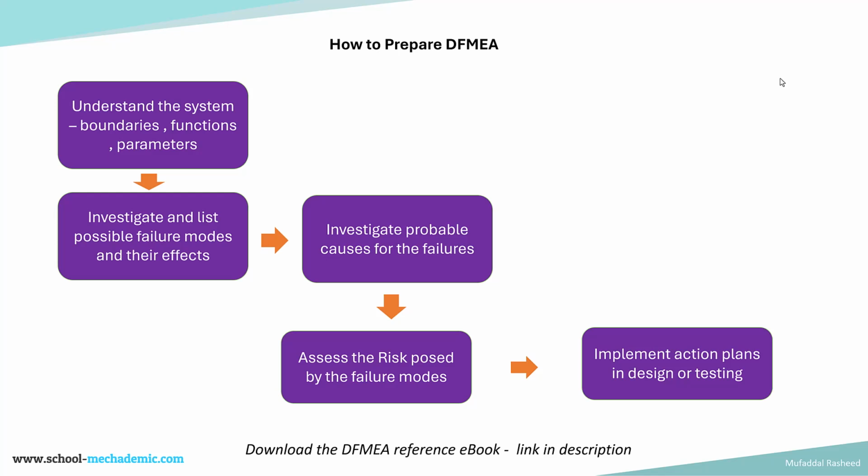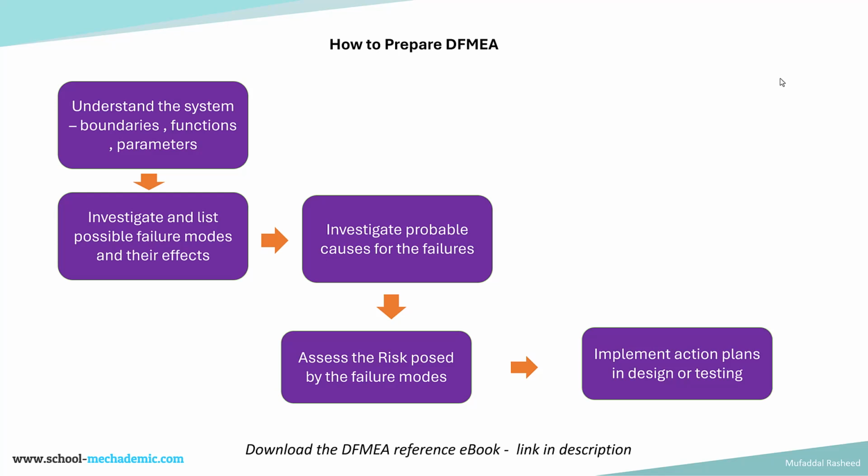So the first step is always to understand the system, the boundaries, the scope within which we are operating, the boundaries with respect to how it interacts with external elements, how it interacts with external systems, the functions of the system, what it is supposed to perform, what are the requirements, and the parameters which govern the design and which govern the output of the system.